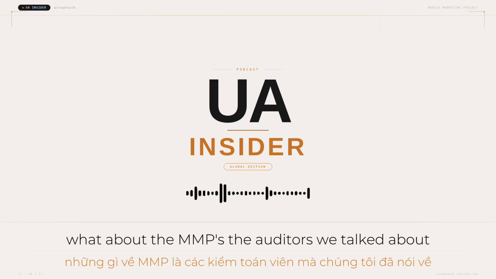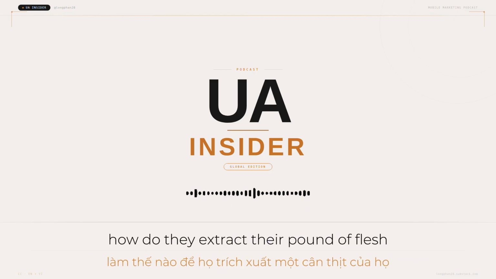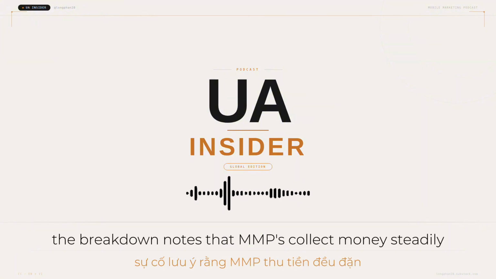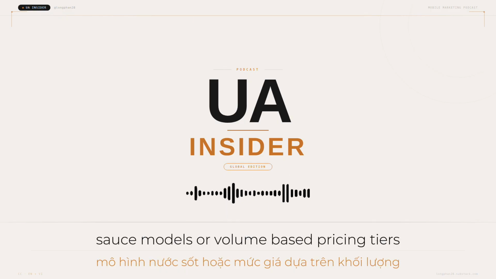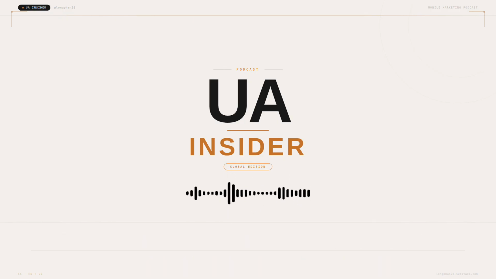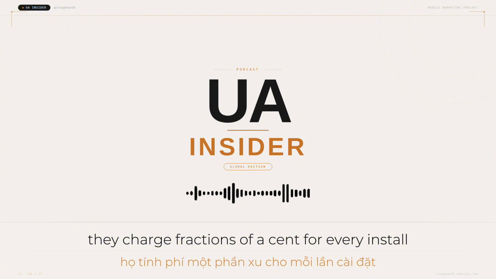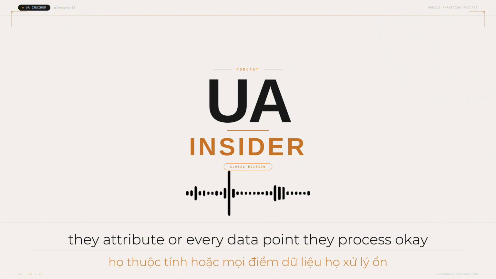Yes. Oh, wait, what about the MMPs, the auditors we talked about? How do they extract their pound of flesh? Well, the breakdown notes that MMPs collect money steadily. Steadily? Because they operate almost exclusively on enterprise SaaS models or volume-based pricing tiers. They charge fractions of a cent for every install they attribute or every data point they process.